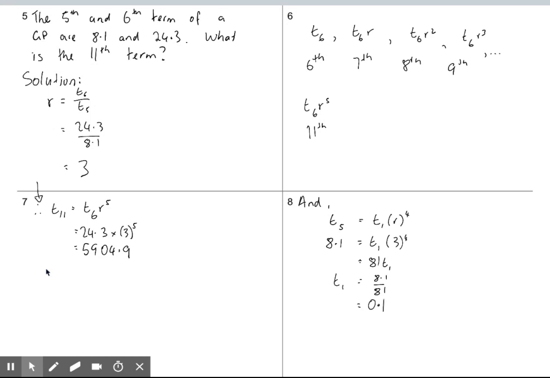Now that we have the first term and the ratio, we can work out the general term. Therefore, the general term Tn is equal to 0.1, the first term, times R, 3 to the power of n minus 1. Whilst it's possible to simplify that even further, we just don't bother. It's probably not worth the mental calculations. That's good enough. So that's the general term of a geometric progression given two terms that are next to each other.